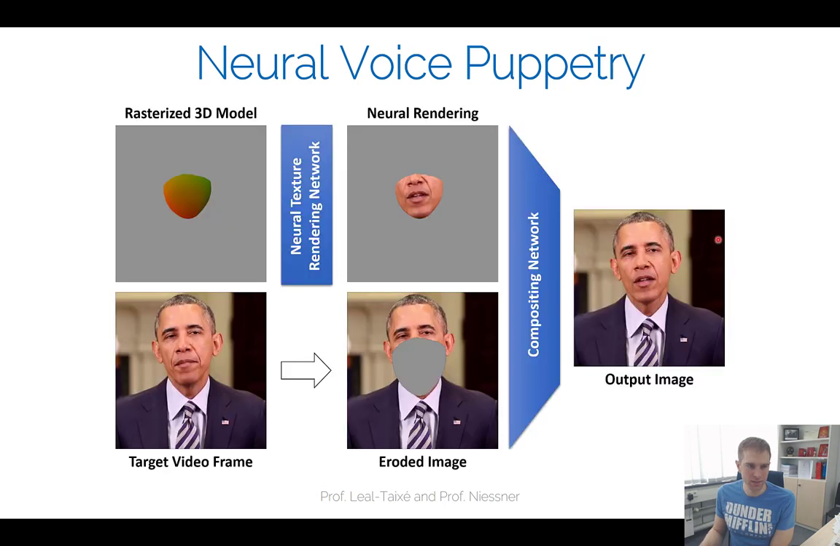Okay. And in this case, we also blend it with the background. Same thing as before, right? You have our target video frame, you have this face part that should be animated, and then you have a compositing network that figures out the respective target. It's pretty much the same thing we had before.